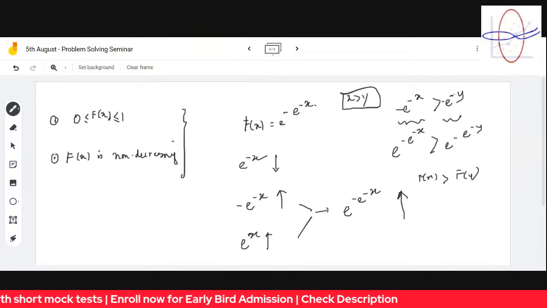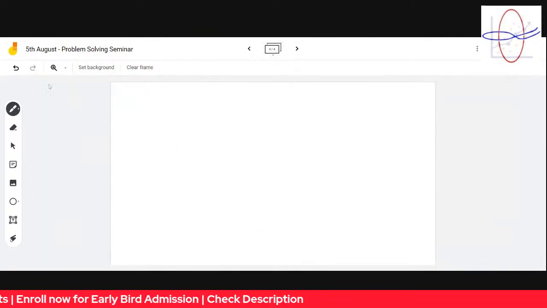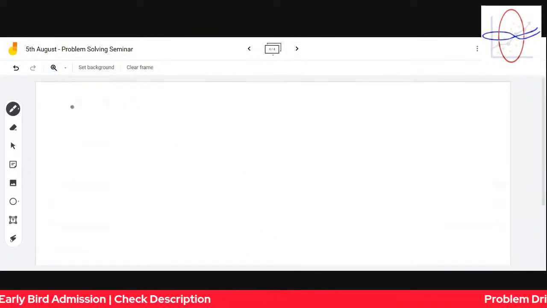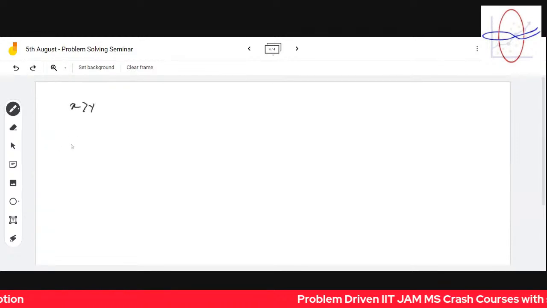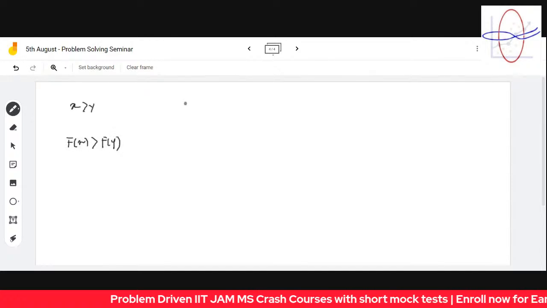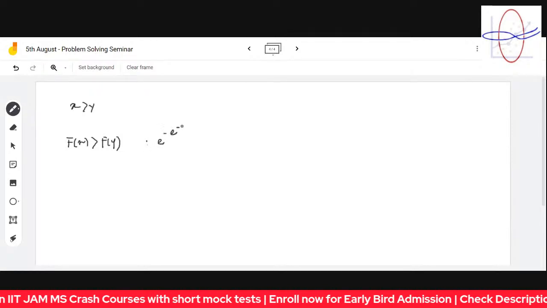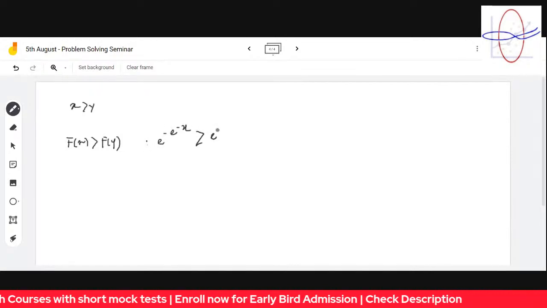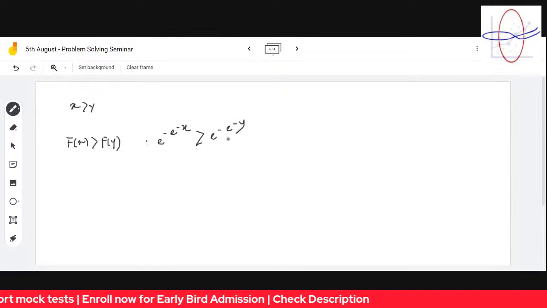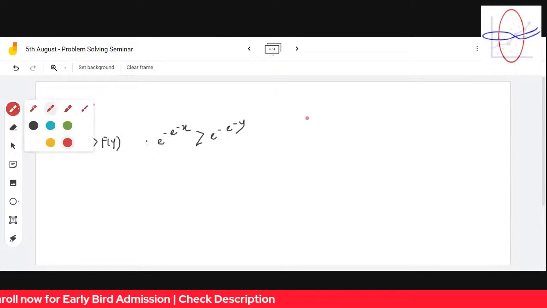Sure. So what we need to show about the increasing function part, guys? We need to show that if x is greater than y, then f of x is greater than f of y. This is the increasing function definition, right? That means we have to show that e to the power minus e to the power minus x is greater than e to the power minus e to the power minus y. This is what we have to show.